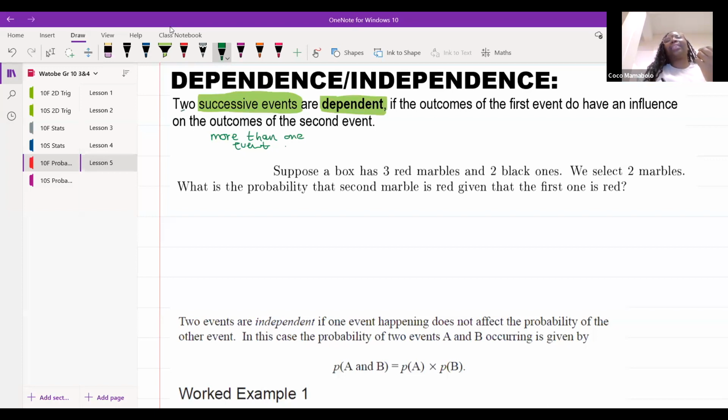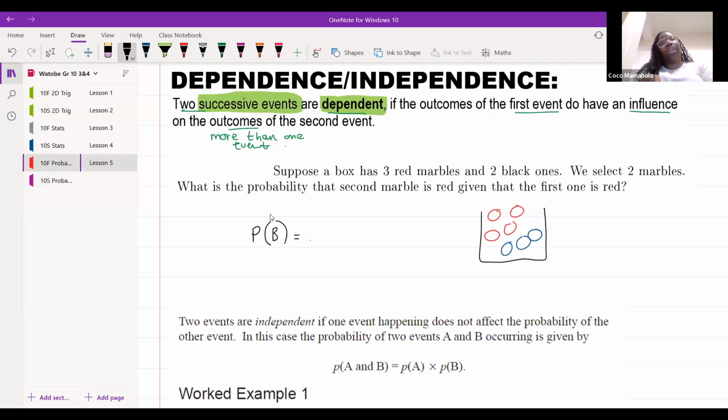Okay, so two successive events are dependent if the outcomes of the first event have an influence on the outcomes of the second event. Let me give you an example. Right, let's say I have a bag, and in this bag, there are 4 red sweets and 3 green sweets. Now, before I even take out a single sweet, what is the probability that I'll pull out a blue sweet?